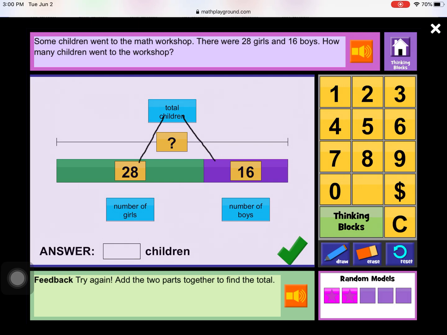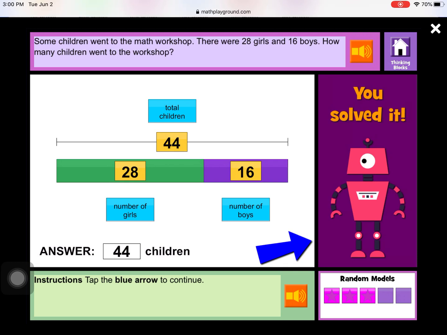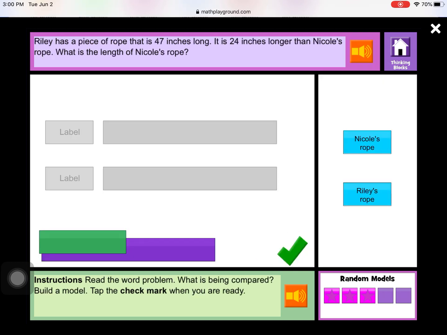It is not, Mrs. Hagedorn. Well, think about it again, Mrs. Hagedorn. 8 and 6 is 14. 2 tens and 1 ten, and then another ten is 44. There we go. Okay.